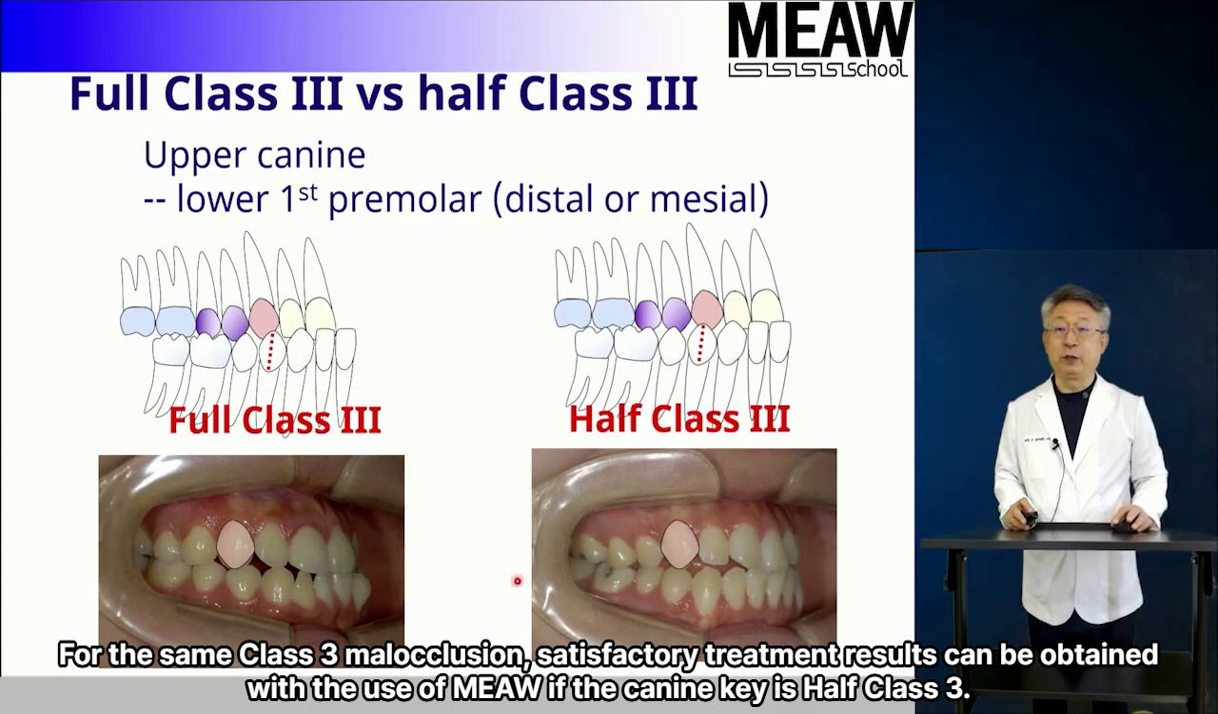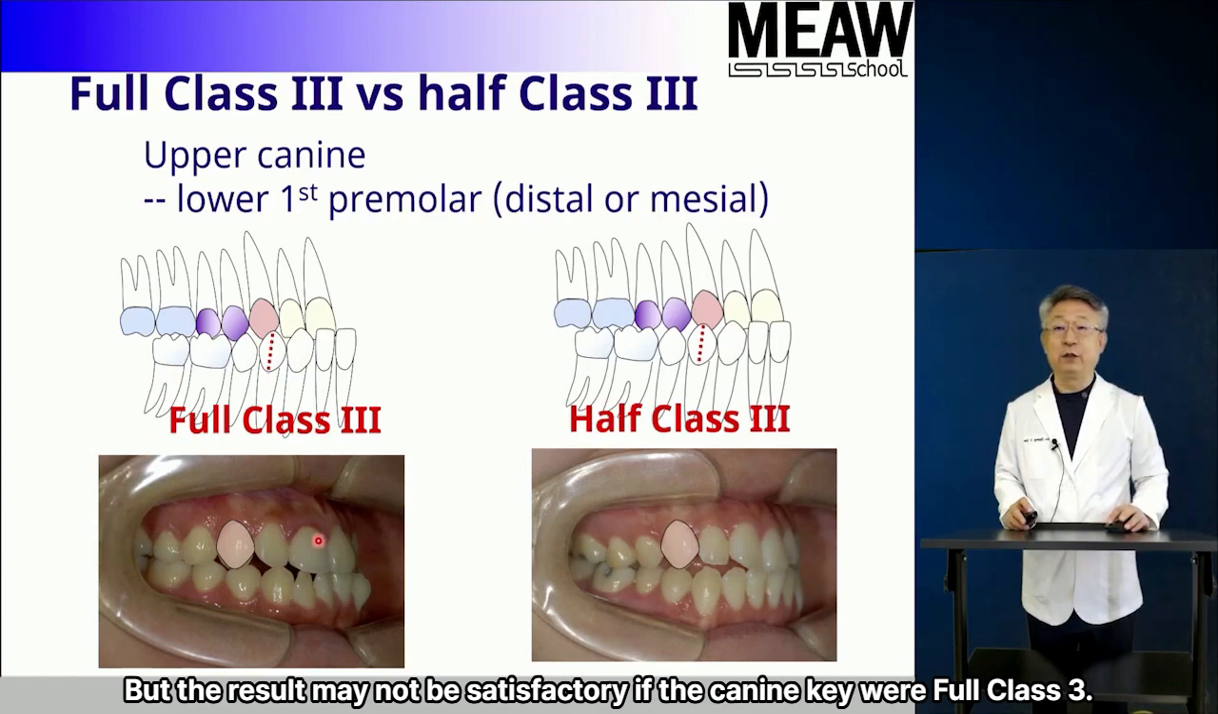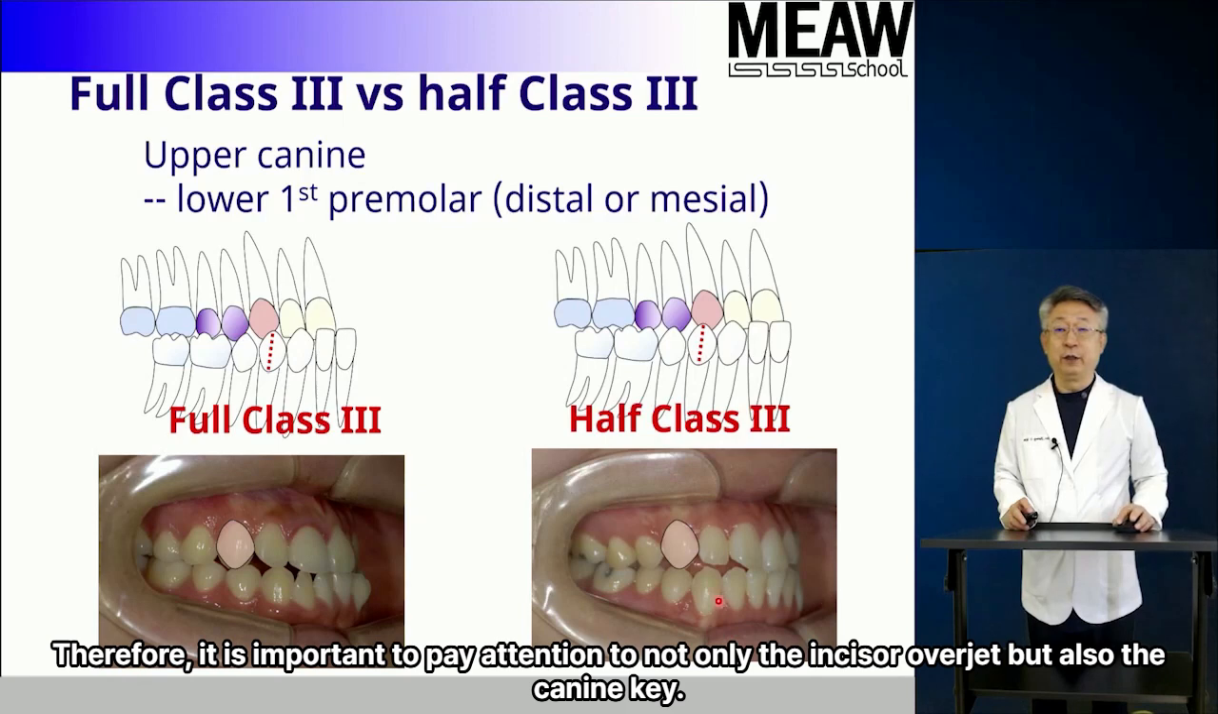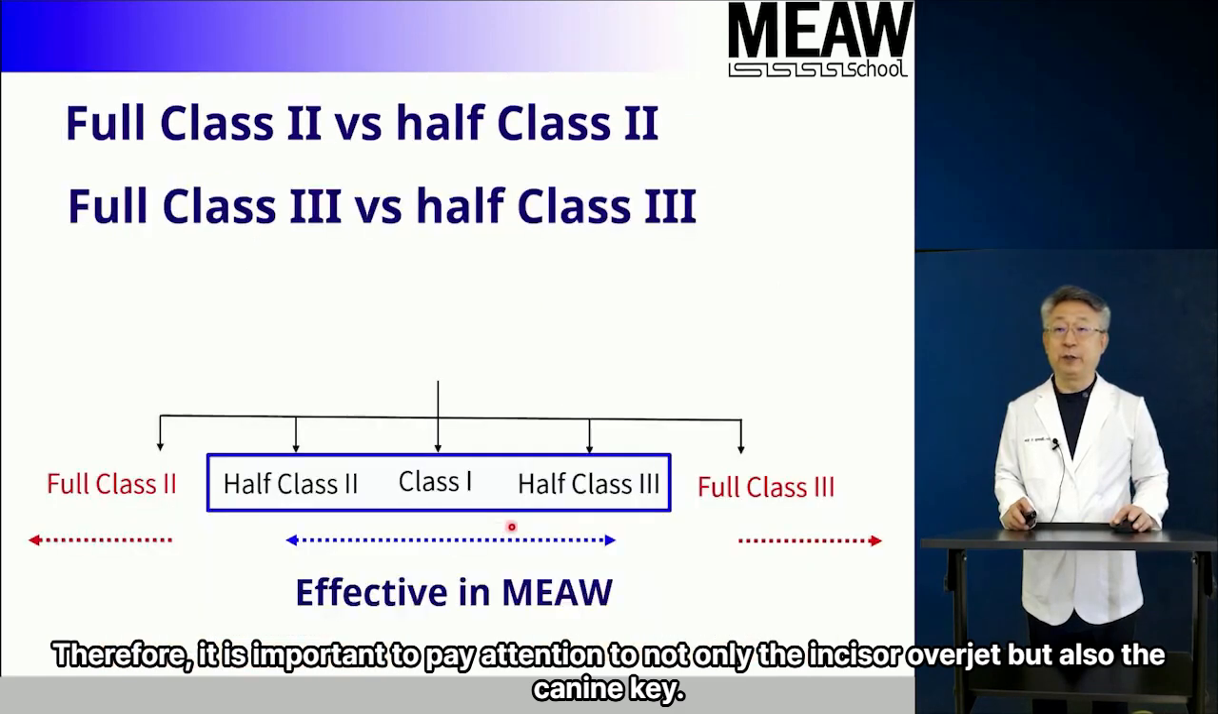For the same class 3 malocclusion, satisfactory treatment results can be obtained with the use of MEAW if the canine key is half class 3. But the result may not be satisfactory if the canine key were full class 3. Therefore, it is important to pay attention to not only the incisor overjet but also the canine key.